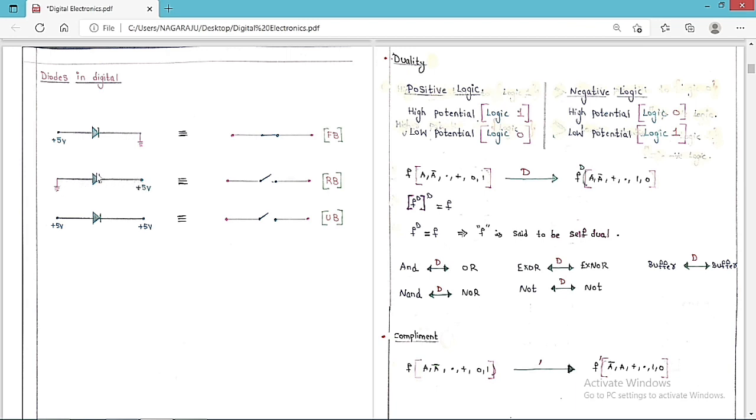So this diode is going to get off. This is called the reverse bias, which means an open switch. So we have to read it as something like an open switch. It is called the reverse bias.